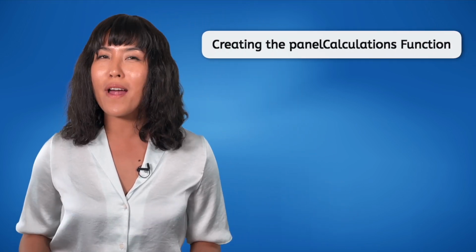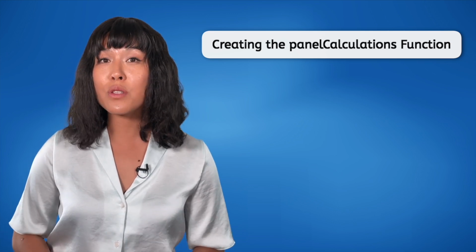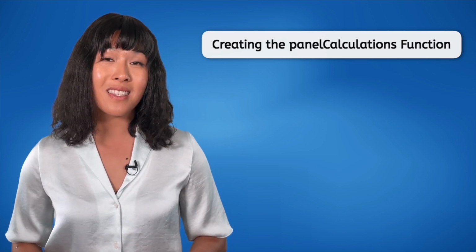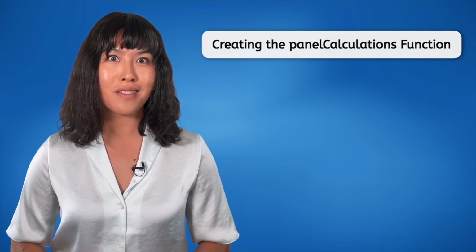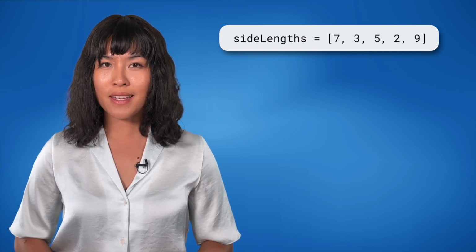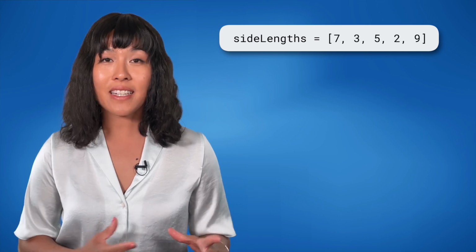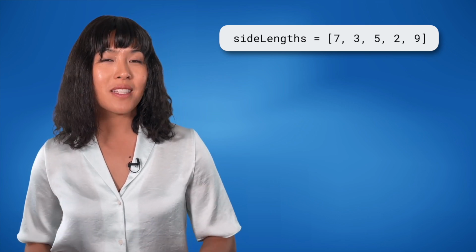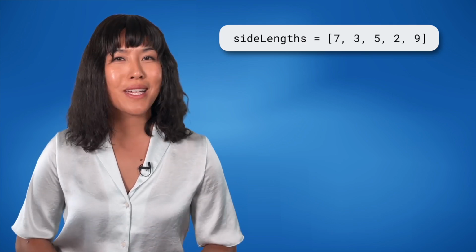Now we'll build one final function named panel calculations that will demonstrate reusability by using these helper functions to calculate the area and perimeter of multiple solar panel squares, back to back. This function will iterate through an array of side lengths as seen here. Each value in the array represents the side length of a solar panel square. We'll use getArea and getPerimeter to calculate and print the area and perimeter of each panel. Here's how we can do it.